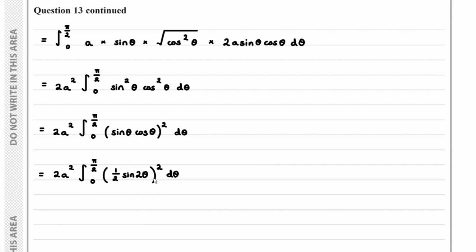And so 1/2 squared is a quarter, and multiplying that by 2a squared, we get a half a squared. Then we've got the integral from 0 to pi over 2 of sine 2 theta squared d theta, which is what we wanted to show.